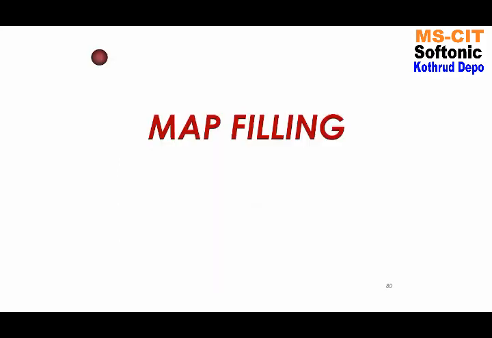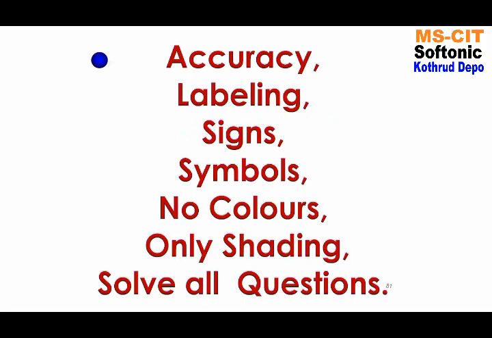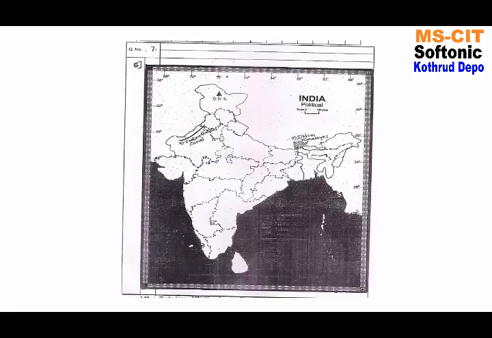Map filling. In map filling, accuracy must be there, with proper labeling, using proper signs and symbols. Don't use any colors, only shading is allowed, and solve all questions. Fill the map in this way.